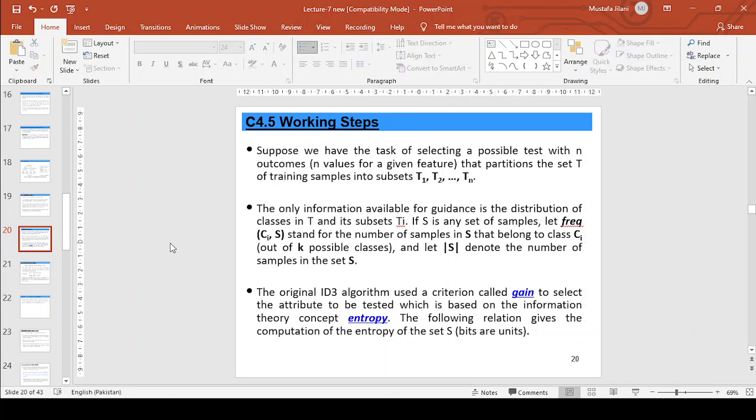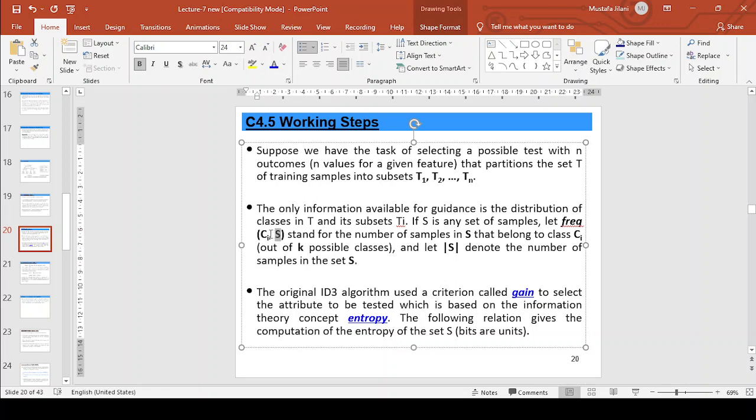So basically when we do C4.5, we see how many samples S belong to class Ci. For example, if you have 20 samples, suppose 8 belong to class 1 and 12 belong to class 2. So we can say how many samples are here. Suppose 20 samples. How many belong to class 1? Suppose 8. How many belong to class 2? Suppose 12.